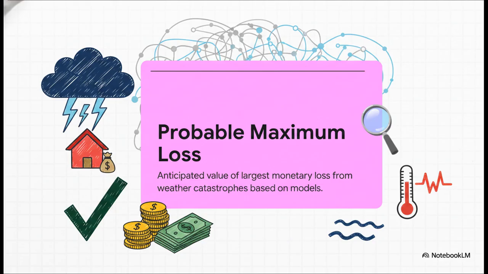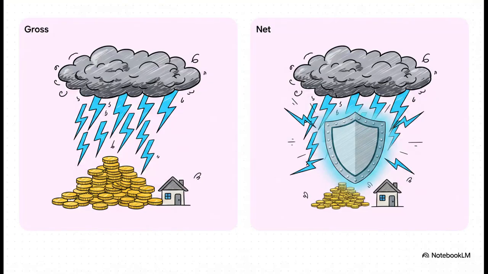Think of PML as the absolute maximum check you'd have to write if disaster strikes. It's the metric that tells the market, hey, if the unthinkable happens, this is exactly how much financial damage we expect to absorb. It literally brings theoretical weather patterns down to hard, cold presentation currency. But you know, in the insurance game, you don't usually absorb all that risk entirely by yourself.